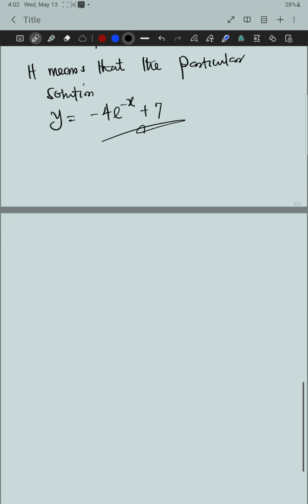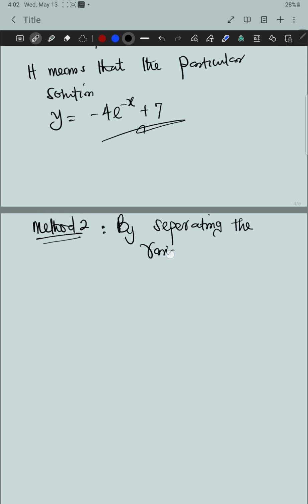All right, let's continue. The second method we'll be looking at is method 2. How do we solve a differential equation? We want to look at another method. We call that method separating the variables, variable separation.